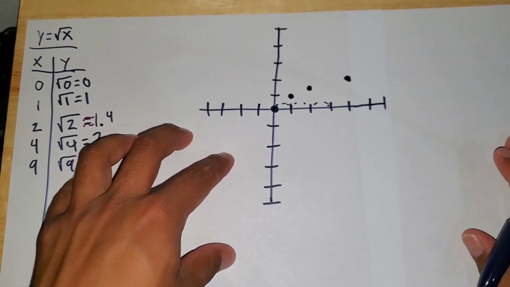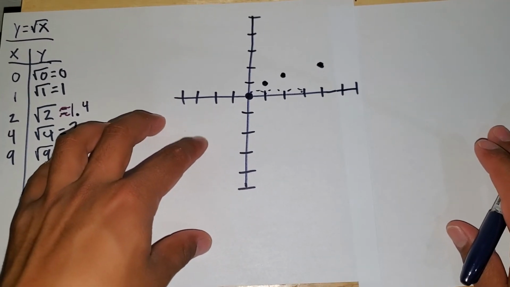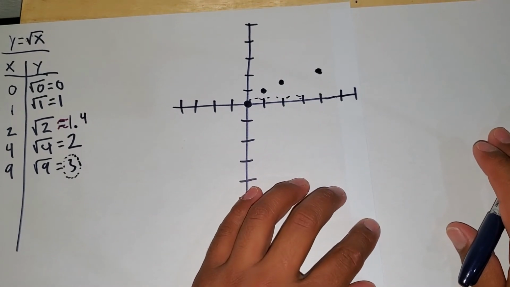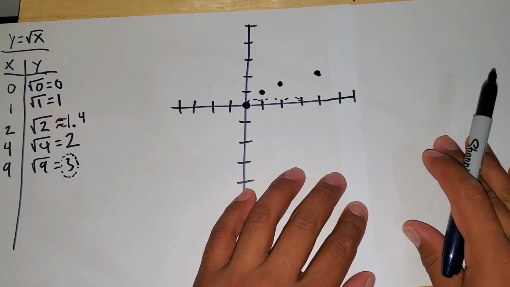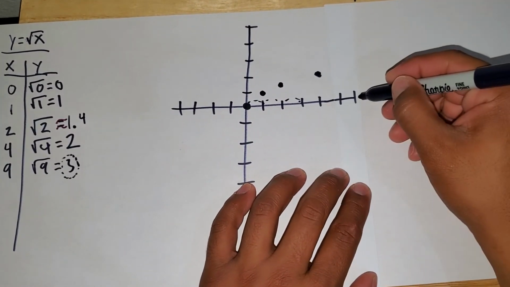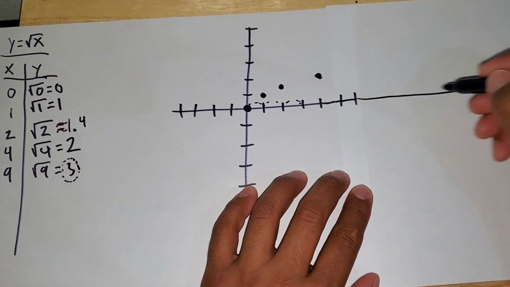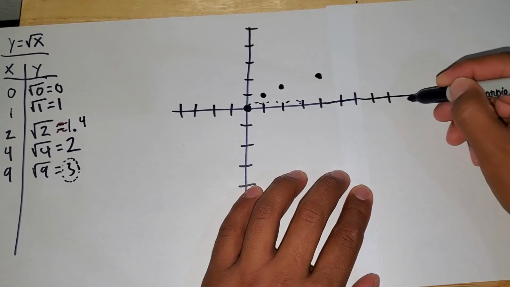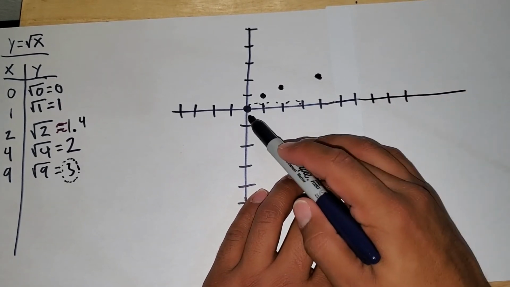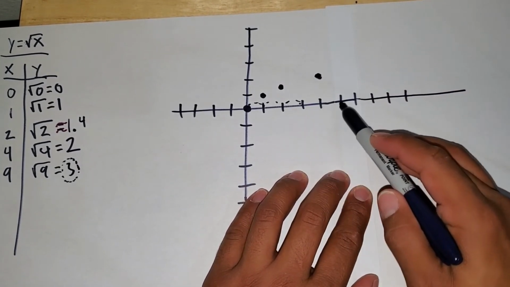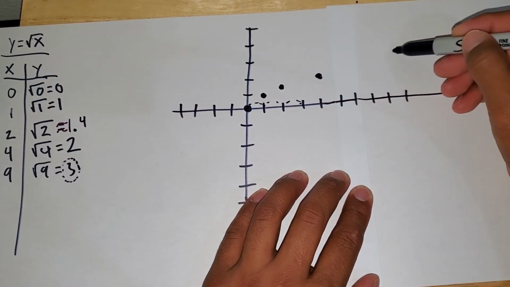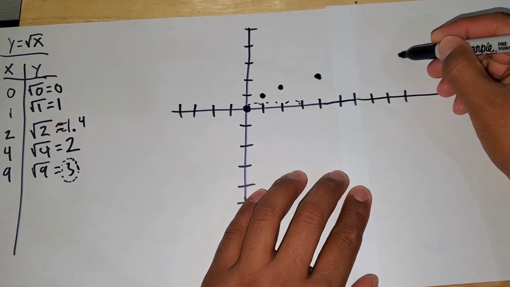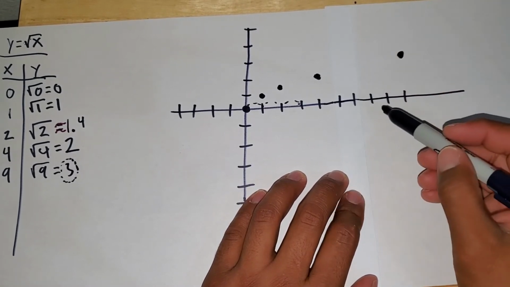So let's say we extended this. So that's 1, 2, 3, 4, 5, 6. I'm going to extend this line. 6, 7, 8, 9. So it's not until 1, 2, 3, 4, 5, 6, 7, 8, 9, and then you go up 3. So it's going to be right around here.